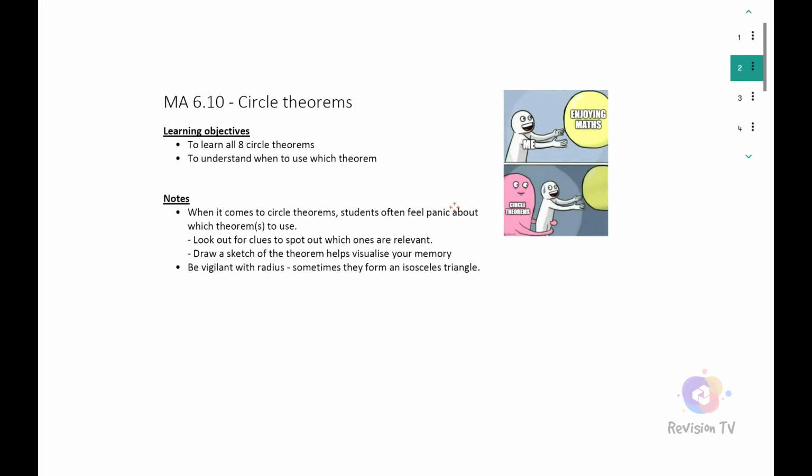So these are clues. Next, draw a sketch of theorems that can help you visualize, so you're using less of your memory at the same time. If you draw them out, you can easily pick and choose which one is relevant and which one is not. So you can do it by elimination as well. Be vigilant with radius. Sometimes they form an isosceles triangle.